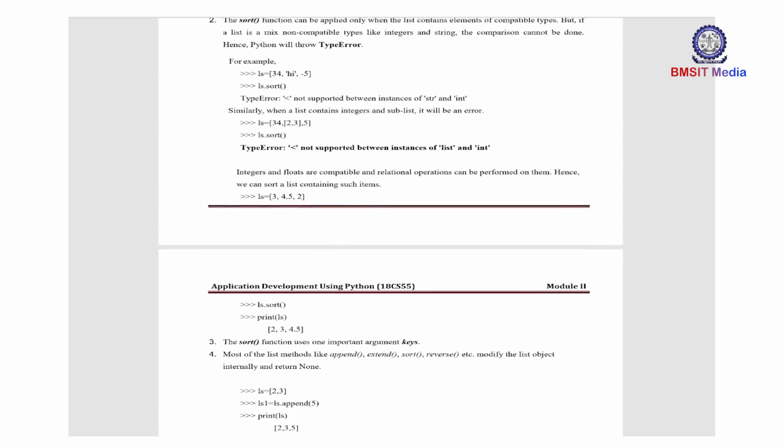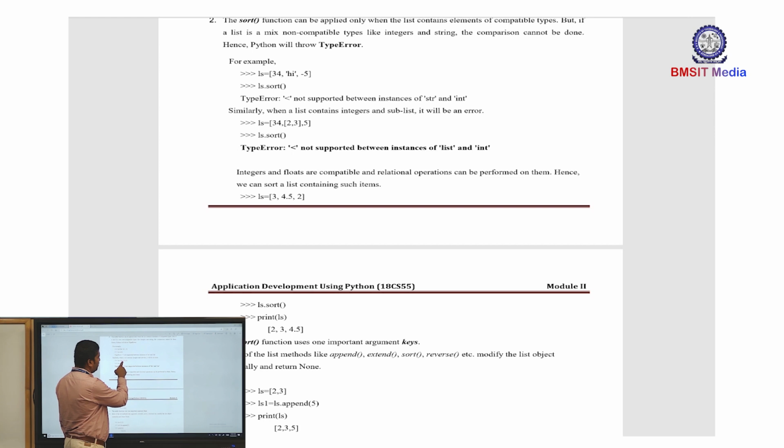Now, how to correct this? So, for example, you have used 34, 2, 3, 5. Here also there is a type mismatch because you have given the second element as a list, but it should be an integer.